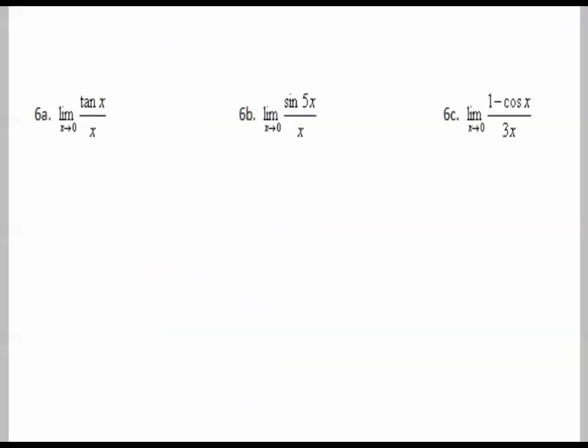Looking at some of these, we tried direct substitution first. Tangent of 0 over 0. Well, guess what that makes? 0 over 0. Yikes! Can't do that. So let's try a special trig limit.